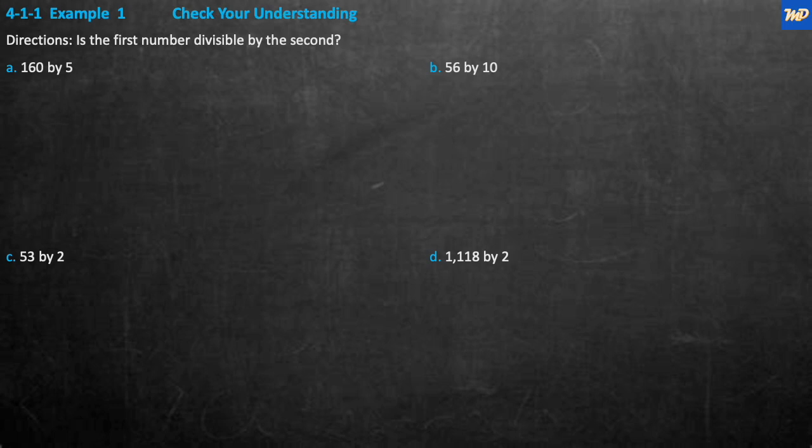Okay, for example 1, let's do some check your understanding. Is 160 divisible by 5? Well, the rule said that if the number is divisible by 5, it has to end in a 0 or a 5. If it ends in a 0 or a 5, it is divisible by 5. So the answer is yes.